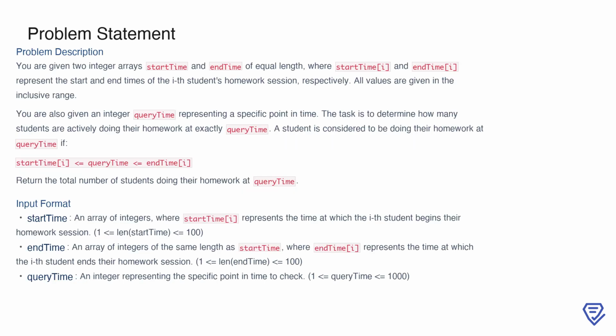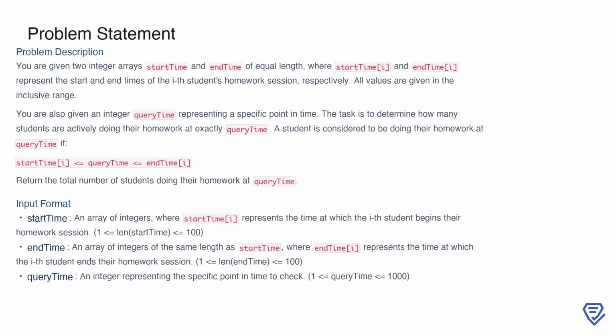In this problem, we are tasked with determining how many students are actively doing their homework at a specific point in time, which is given to us as query time. To do this, we are provided with two integer arrays, start time and end time. Each pair of values, start time[i] and end time[i], represents the time interval during which the ith student is working on their homework. These intervals are inclusive, meaning the student starts at start time[i] and stops at end time[i].